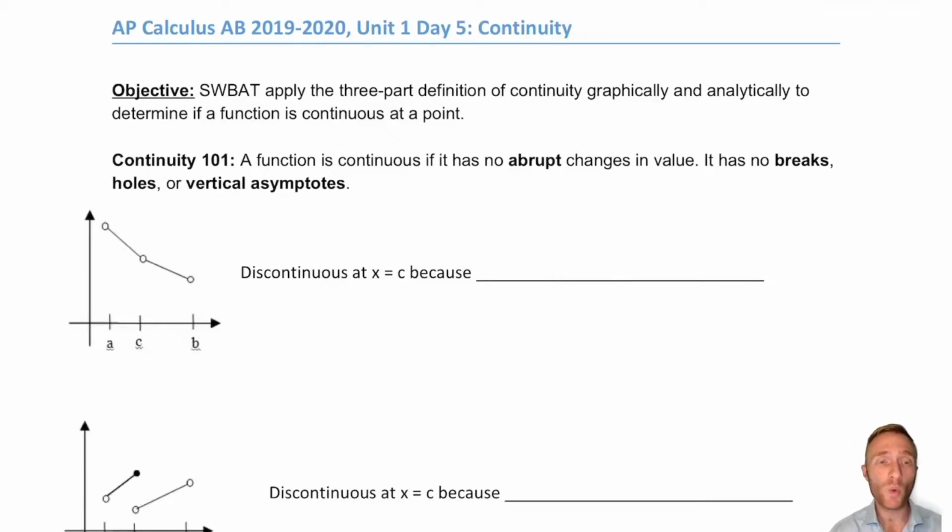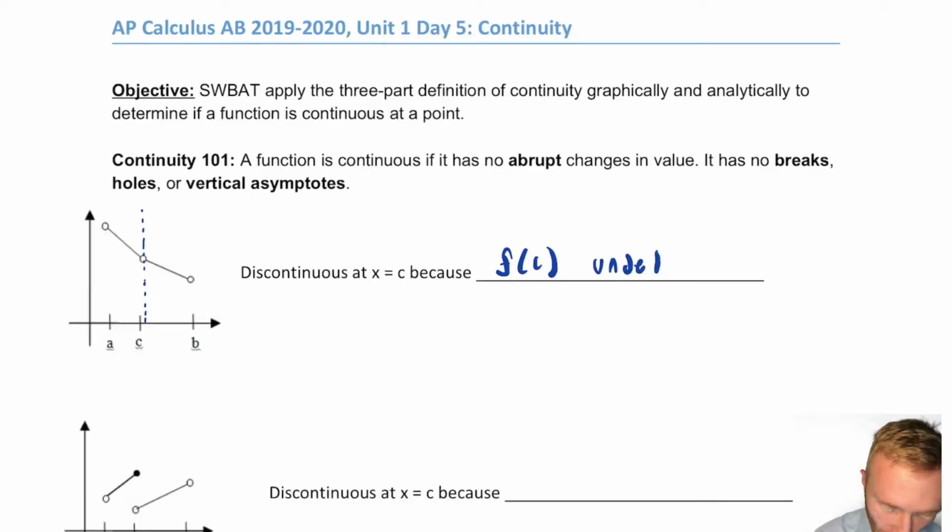Start with some continuity 101 review. A function is continuous if it has no abrupt changes in values. That means it has no breaks, no holes, and no vertical asymptotes. So if you look at this first example, we're discontinuous at x equals c, because we're not even defined at c. F of c is undefined.